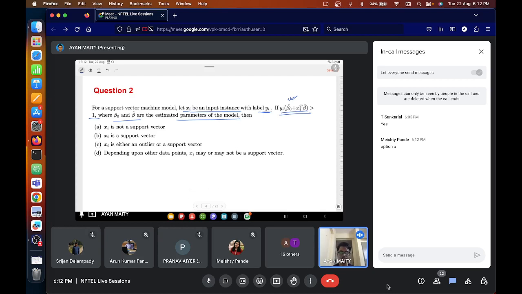Anyone else? Has anyone else found out the answer? Pratik Tiwari has written option B, xi is a support vector. Okay, so I got two different answers in the chat from two different persons. I got option A and option B as answers in the chat.